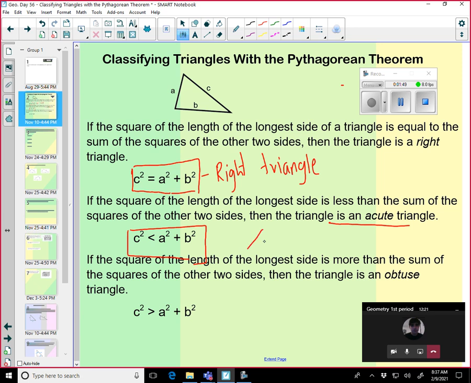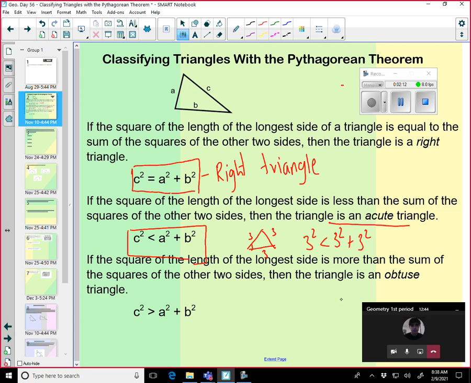For example, we know that an equilateral triangle is an acute triangle, right? If this is 3 units, this is 3 units, this is 3 units, you can see here 3 square is going to be less than 3 square plus 3 square, obviously, right? So therefore we will have an acute triangle whenever this particular equation is satisfied.